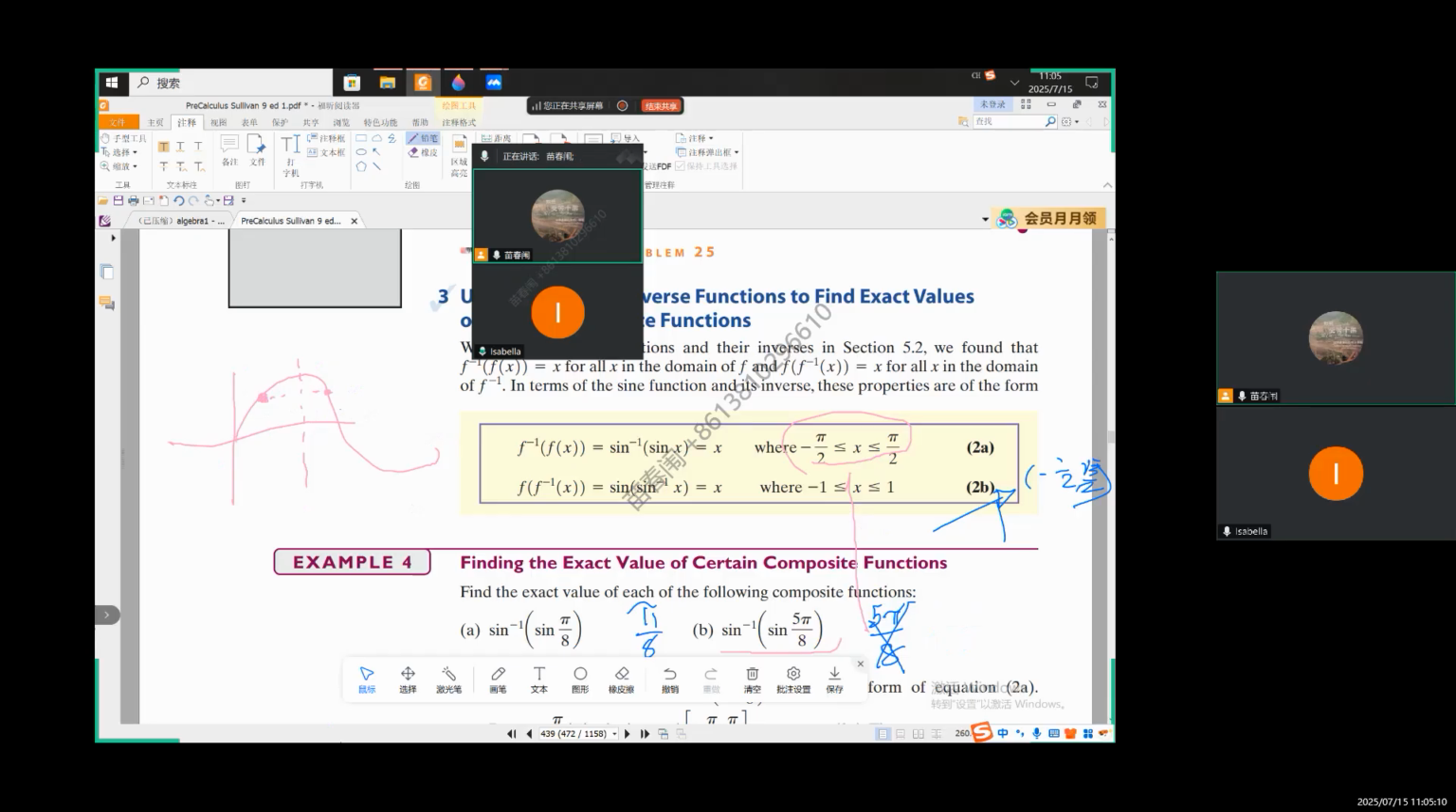So 3 pi over 8. I think it's 3 pi over 8, right? Yeah, okay. Why is the domain this though? Can you explain that again?